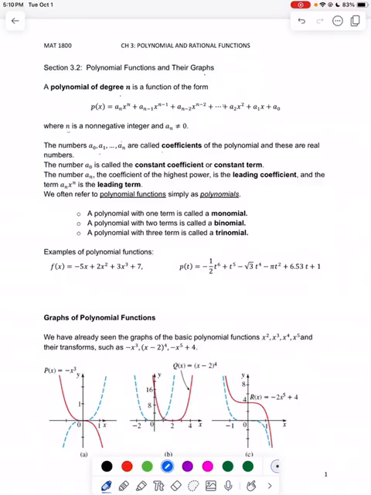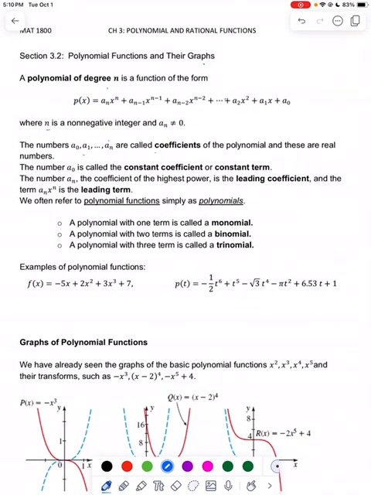Hello, we are looking at section 3.2, which is polynomial functions, and then we will discuss how to graph these functions. A polynomial of degree n is a function which looks like this.